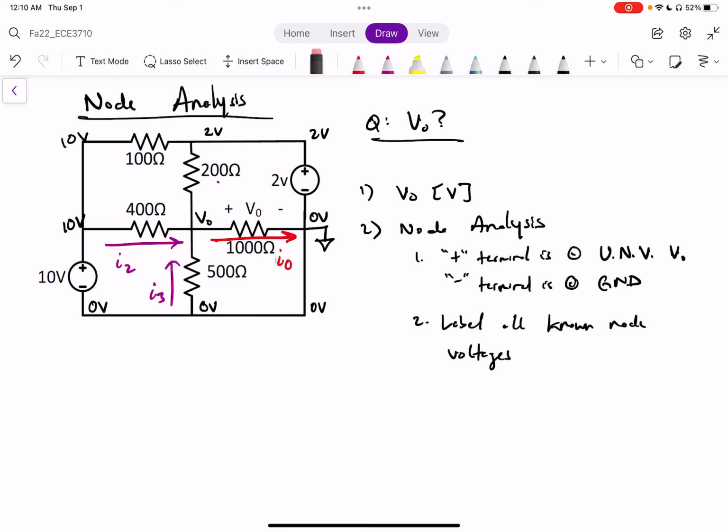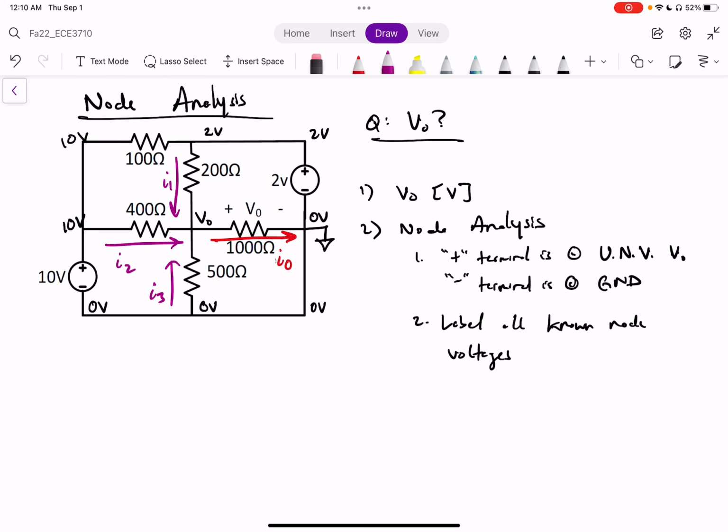Let's redraw I1 because it's going over our numbers. So I1 is going down the 200 ohm. I2 is going down the 400 ohm. And I3 is going, let's say, up the 500 ohm. I'm just using these ups and downs with respect to my typical north, south, east, west.